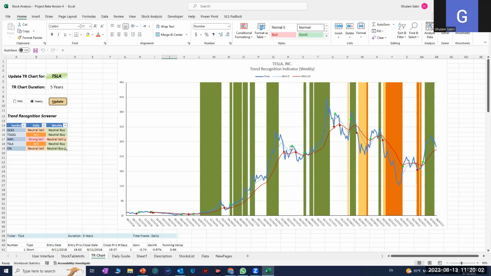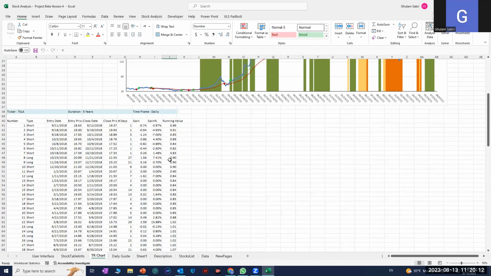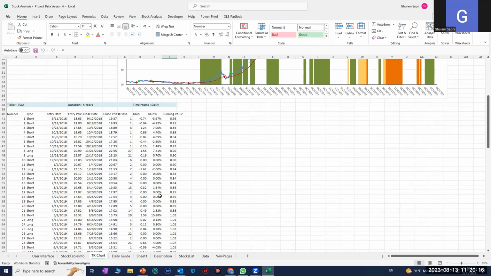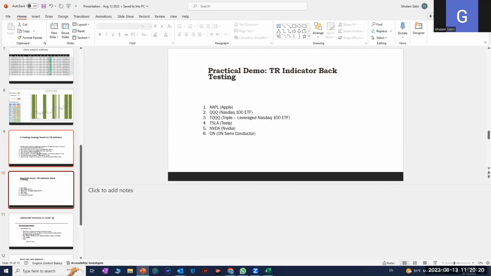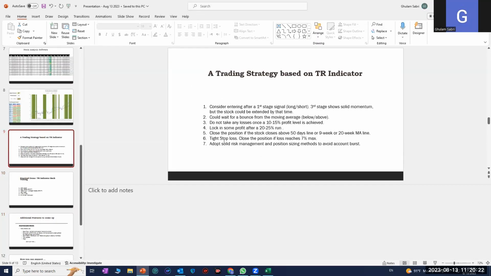It can again fail, like in this particular scenario, it came down. In this particular scenario, it came down, but it again came back, and it made up the difference. That's why some of the trades ended up in losses, like -4%, -5%. And one of the strategies I explained earlier was tight stop losses.